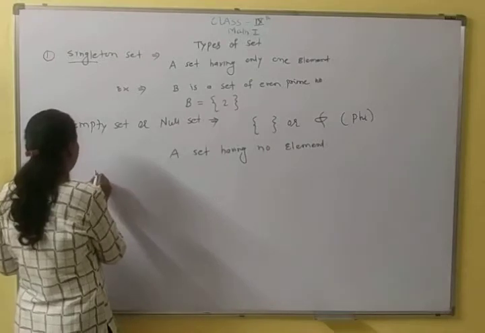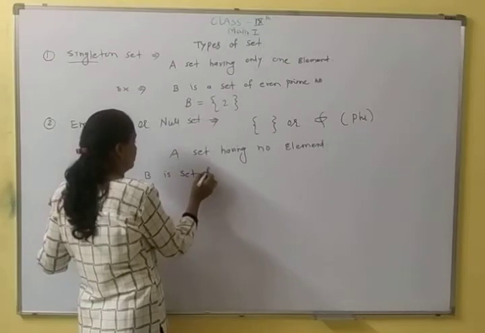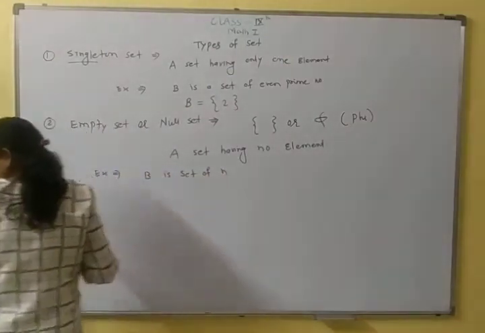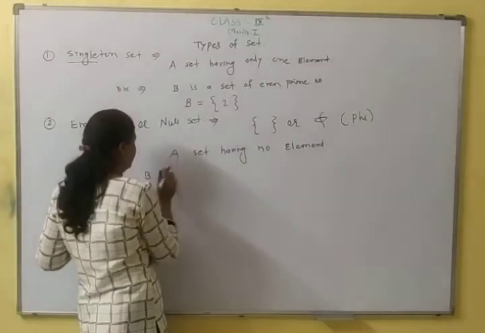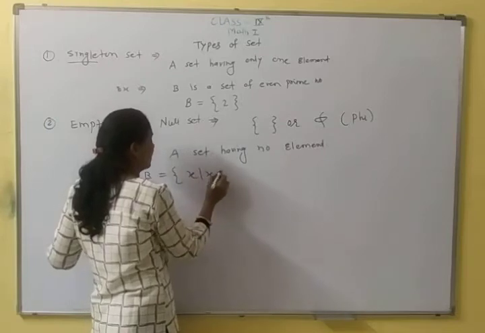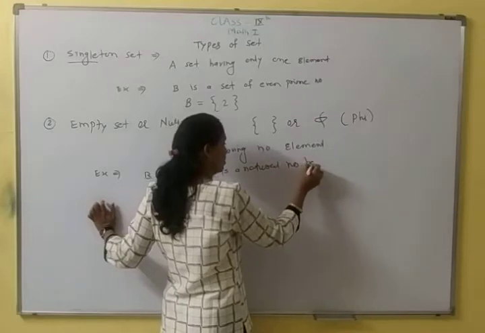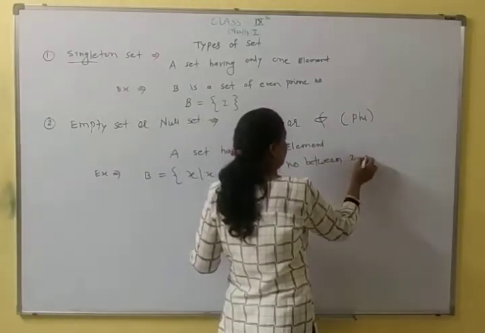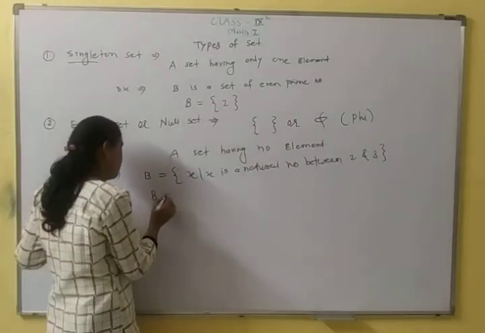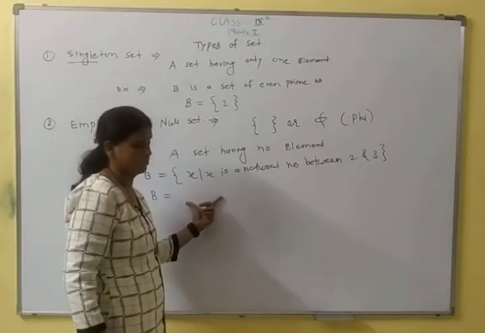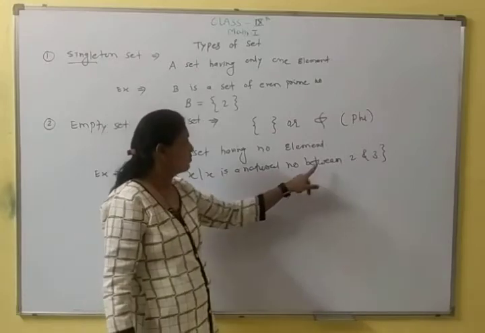Okay, for example, B is a set of all x such that x is a natural number between 2 and 3. First we have to prepare the list.